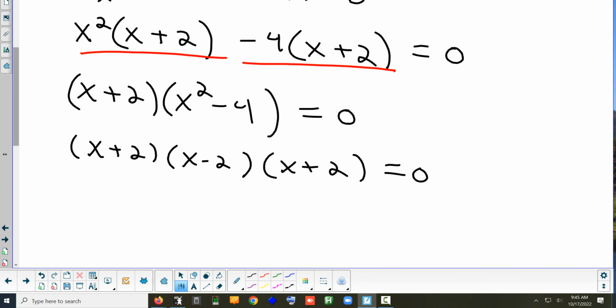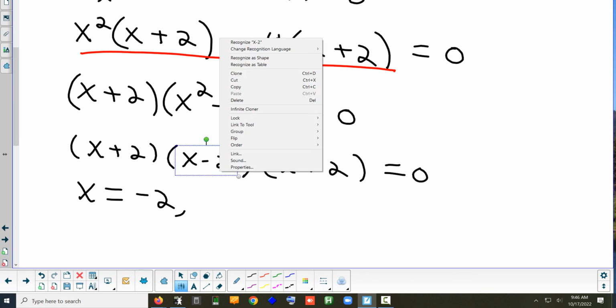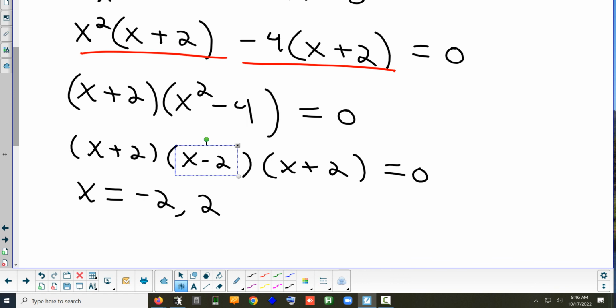Now that we've fully factored it, we just look at each one of them and tell me the number you would fill in to make each one 0. Start with the first. What would you plug in for x to make this first factor 0? Yep. Negative 2. What would you plug in for x to make the second one 0? Yep. 2. And what would you plug in for x to make the third one 0? Negative 2. Negative 2 is what we call a repeated answer. You don't need to write that it's repeated. You've already listed it once.